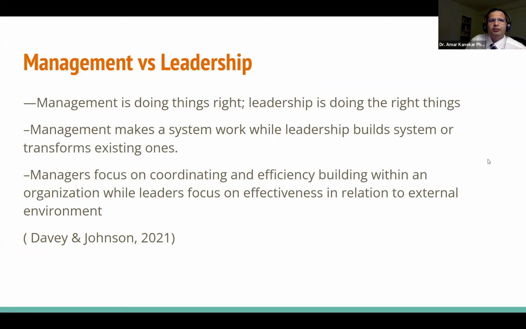So, what's the difference here between management versus leadership? Management is doing things right, leadership is doing the right thing. That is, in a simple way, put together. Management makes a system work, while leadership builds systems or transforms existing ones. Managers focus on coordinating efficiency building within an organization, while leaders focus on effectiveness in relation to the external environment.